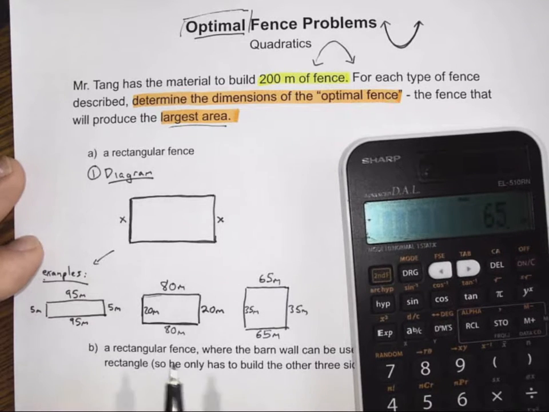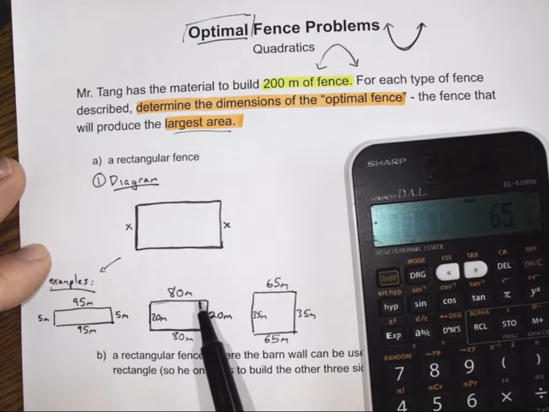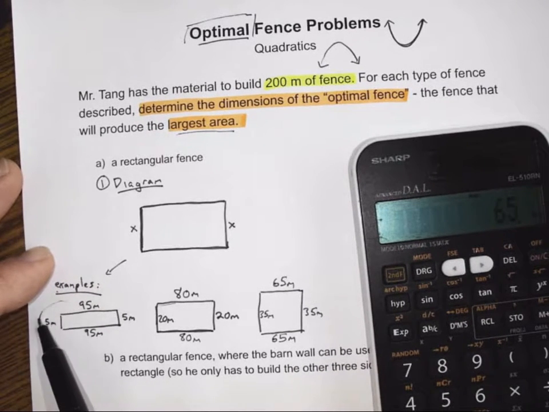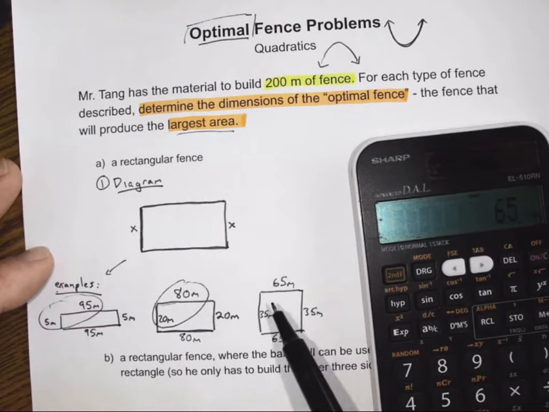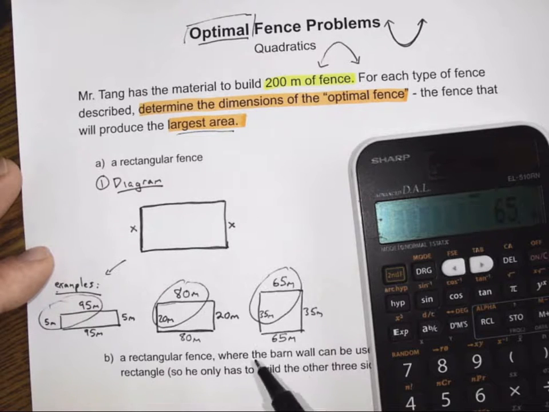Okay, so some things might jump out at me if I look at some patterns. Like I might see a relationship that's consistent between the length and the width of these rectangles.